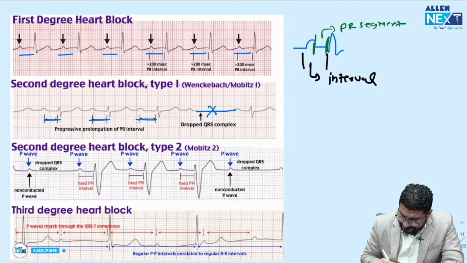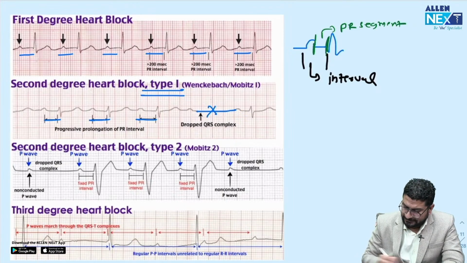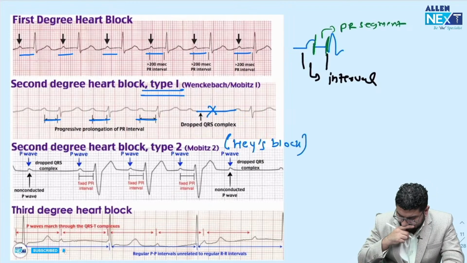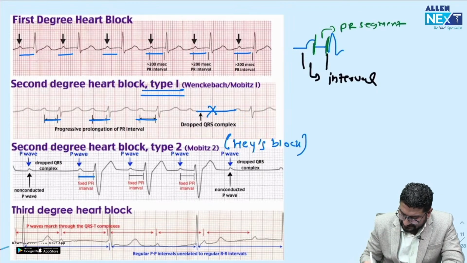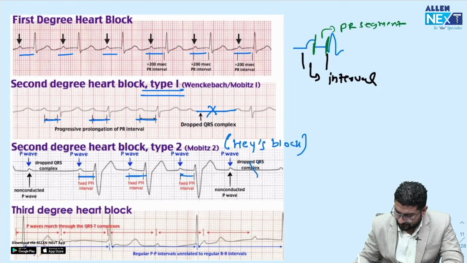The second degree block is also called type 1, or Wenckebach phenomenon. Type 2 is called Hay's block. So here you can see the PR will not increase progressively, it is fixed, and you can notice there will be a drop beat.